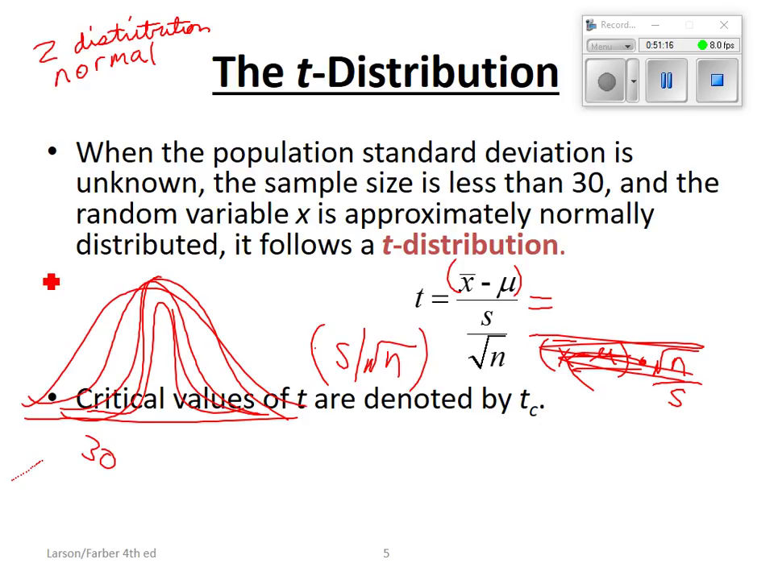Critical value T is denoted TC. So your critical value this time is TC instead of ZC. That's your critical value. We're looking for those critical values. Again, all we're doing is on this curve, we're looking for those critical values. That's a critical value. That's a critical value. But now we're using a T distribution or T scores instead of Z scores.